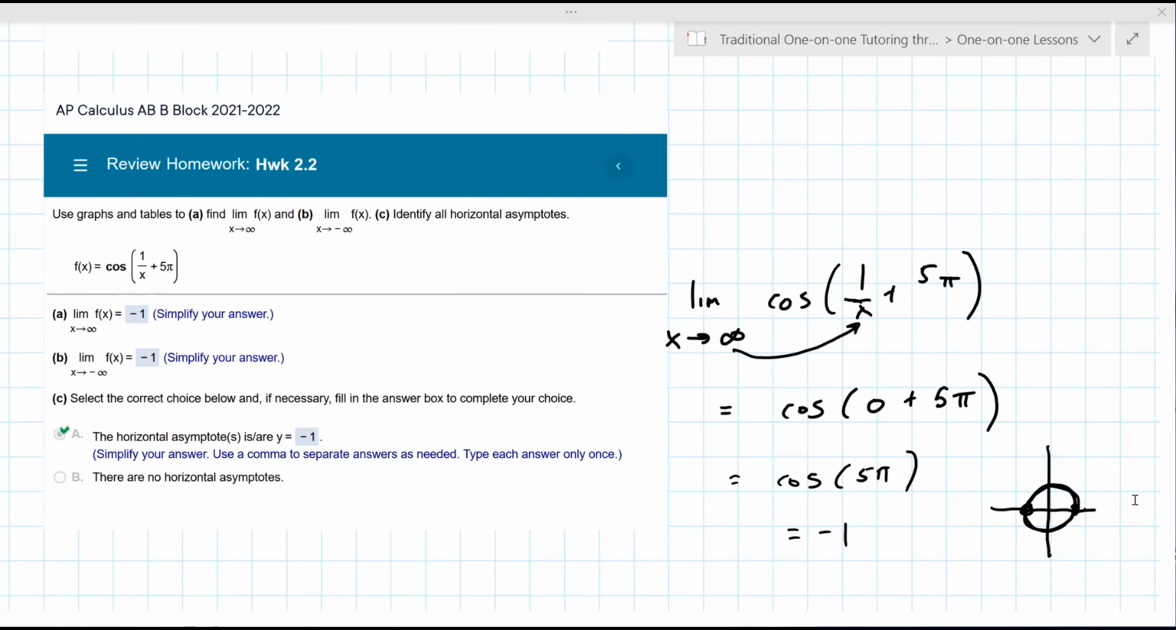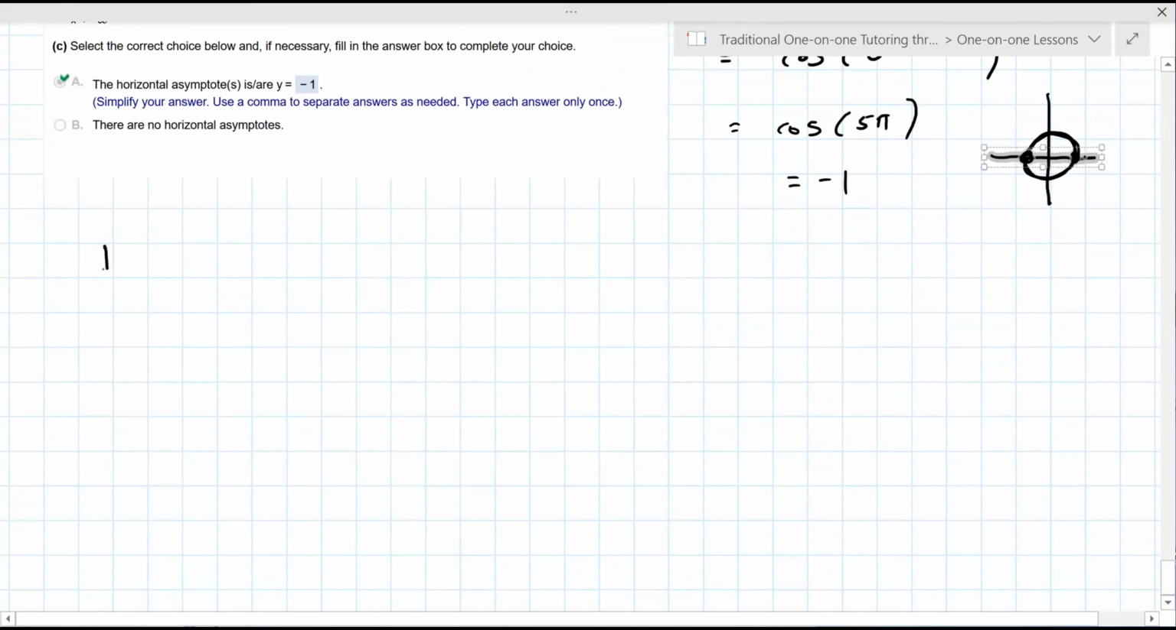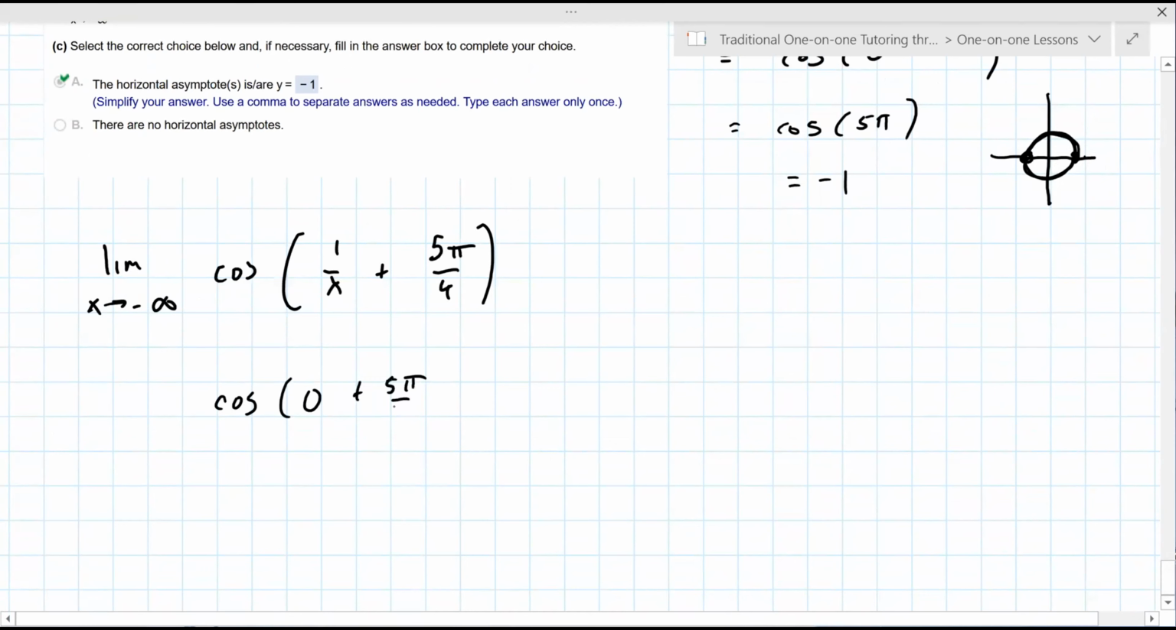Okay, so here's how this happens. Say I ask you for the limit as x approaches negative infinity of cosine of (1 over x plus 5 pi over 4). It's essentially the same problem. It's the cosine of 0 plus 5 pi over 4, and now you have to know the cosine of 5 pi over 4. So in the instructor's mind, this is totally reasonable, since students are supposed to know these things.